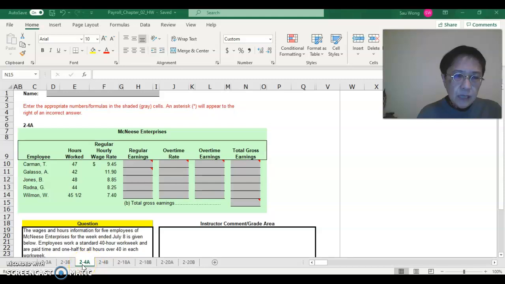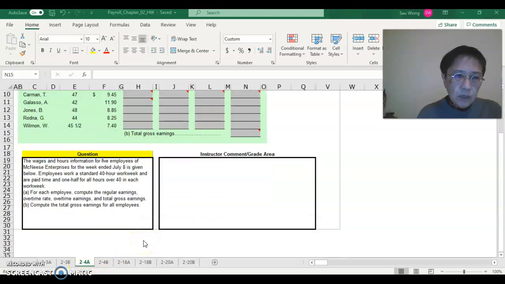Let's talk about 2-4A. Let's read the question first. The wages and hours information for 5 employees of Magni Enterprises for the week ended July 8 is given below. Employees work a standard 40 hour work week and are paid time and 1/2 for all hours over 40 in each work week. A. For each employee, compute the regular earnings, overtime rate, overtime earnings, and total gross earnings. B. Compute the total gross earnings for all employees.